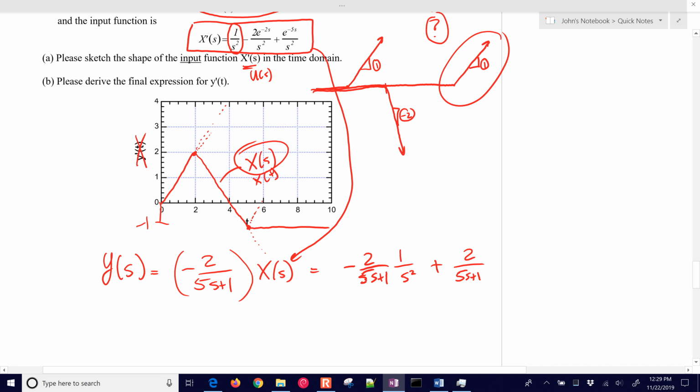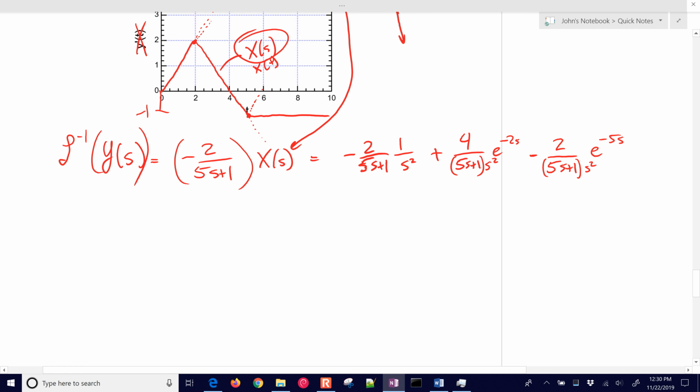I'll combine some of the terms. This will be 4 over s squared, and then e to the minus 2s. And then finally we will have minus 2 divided by 5s plus 1, and again we have the s squared, and then e to the minus 5s. So now I have my signal y of s, and all I need to do is take the inverse Laplace of y of s to get y of t.